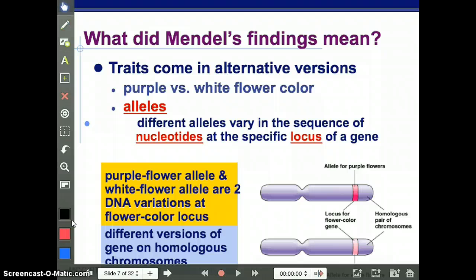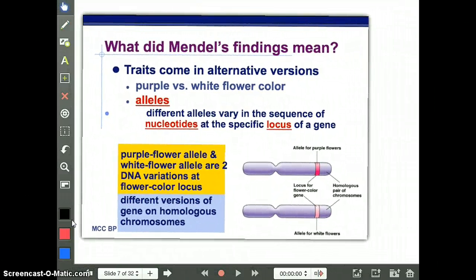So, in terms of what we're talking about here, what did Mendel's findings actually mean? Traits come in alternate versions. So, purple versus white flower, these traits are again the alleles, and this is what I just showed you on that last slide: the alleles for purple flowers. And then they're at a particular location. That particular location is the loci.